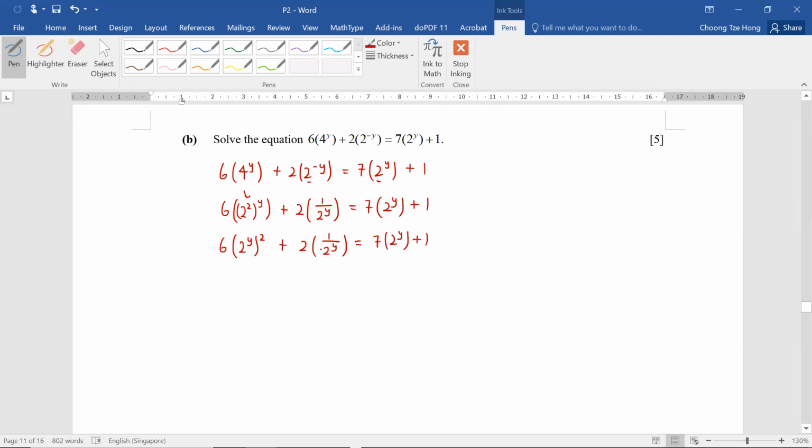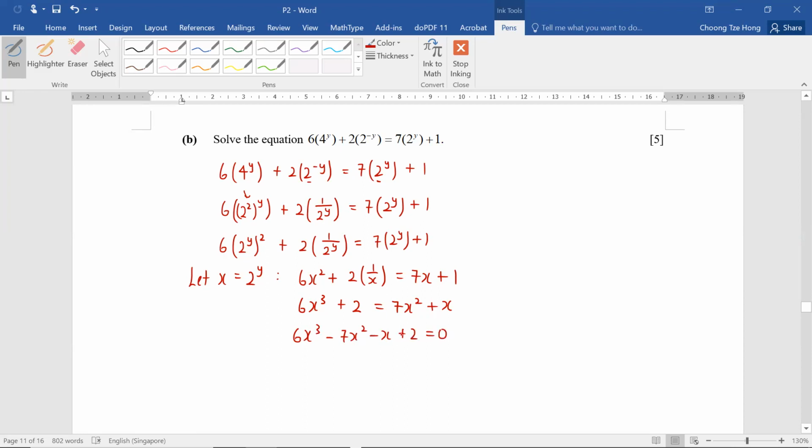Once you arrive at this point, you can introduce a substitution, remember? So maybe you can let x equal 2 to the power of y. Then we will have 6x squared plus 2 times 1 over x equals 7x plus 1. From here, we can multiply by x throughout. So this one becomes 6x³ plus 2 equals 7x squared plus x. And we will bring everything to the left side, and then you will see something.